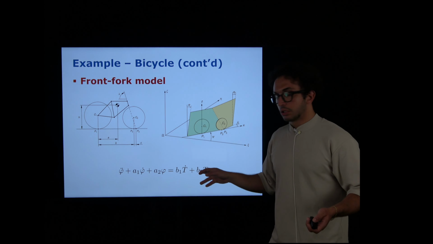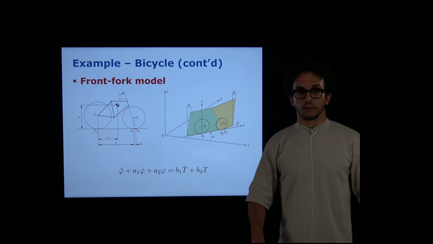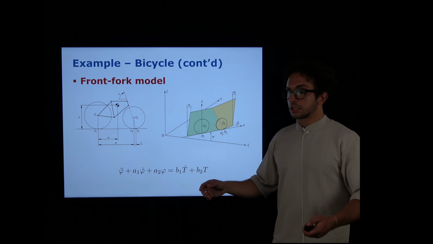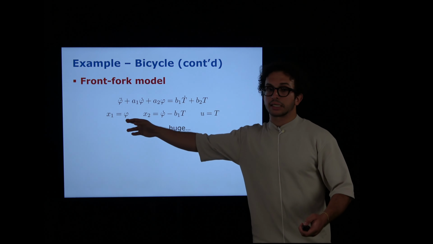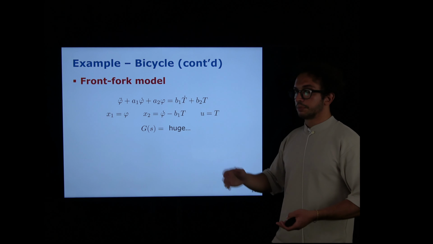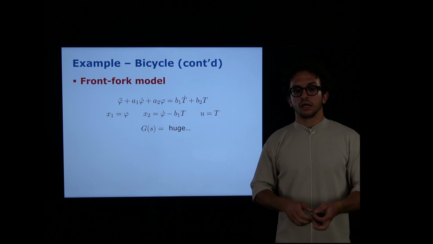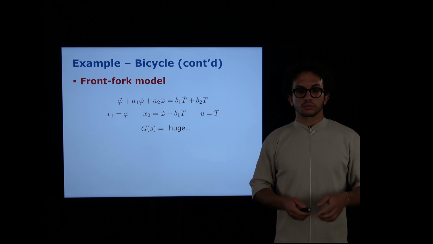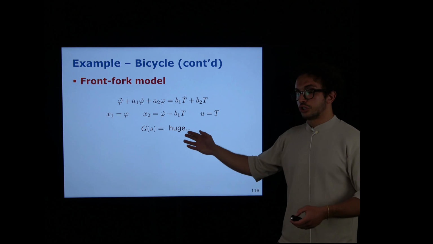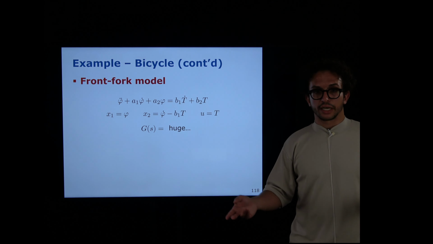these are the torque. This is the torque and the variation of torque that one applies on the handlebar. So what happens is that a good state candidate is still the tilting, because it's still the thing that we want to stabilize. A good input candidate is the torque, because it's the torque that we actually apply on the handlebar.